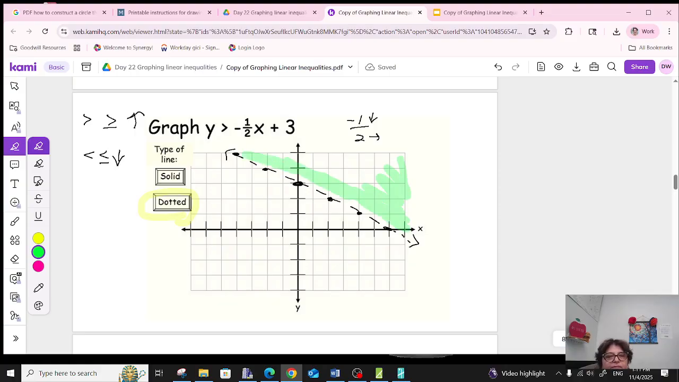If you want some colored pencils, I have some right in here. Anybody want to use some colored pencils?